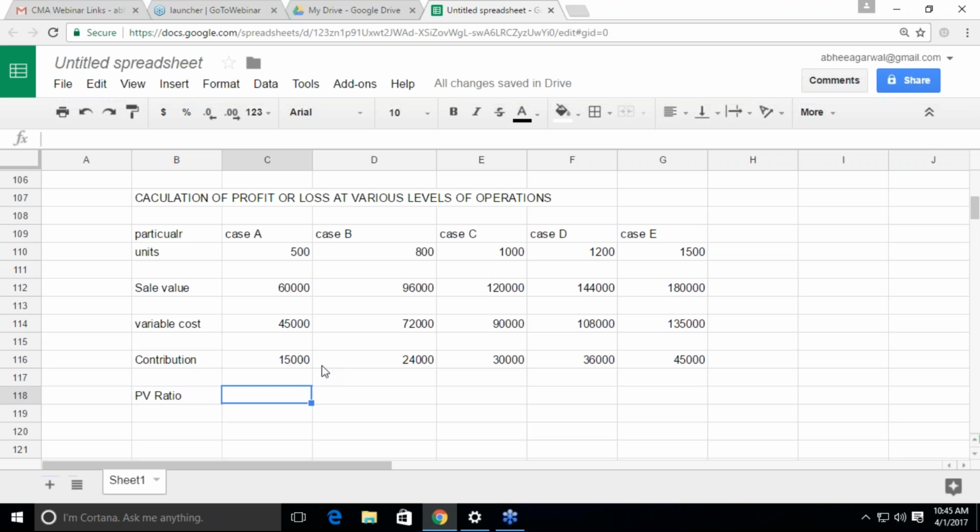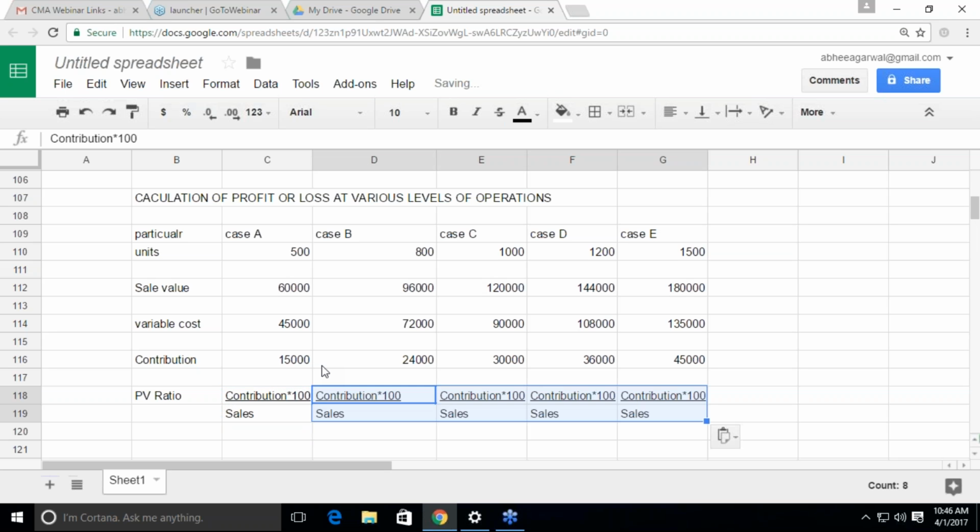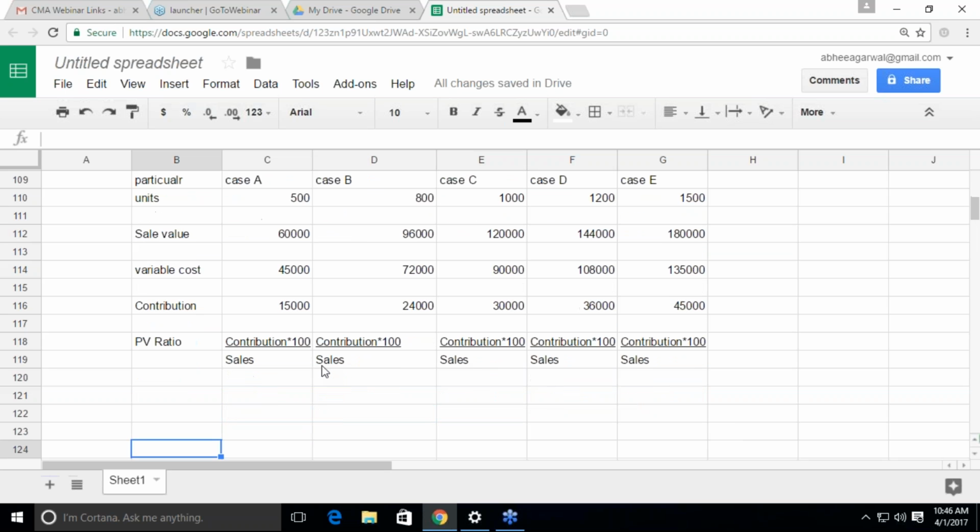Now I'm going to calculate PV ratio in all the cases. The formula is contribution upon sale multiplied by 100. That formula I'm going to use. Contribution upon sales multiplied by 100. So this formula we are going to use in all the methods. Okay.